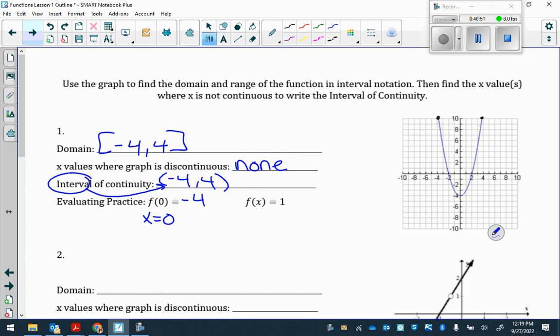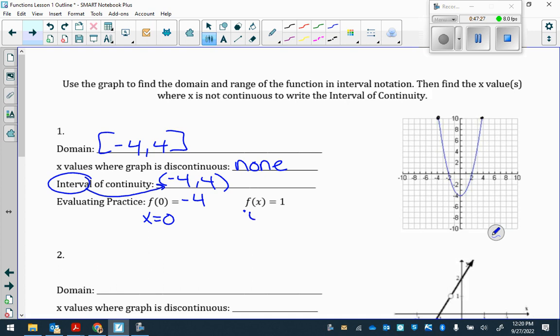No one knows? How'd you get it? What does this notation mean? Okay, it's okay. What does that notation mean? F of x equals 1. Yep. It would be like 1 when 1 is 1.